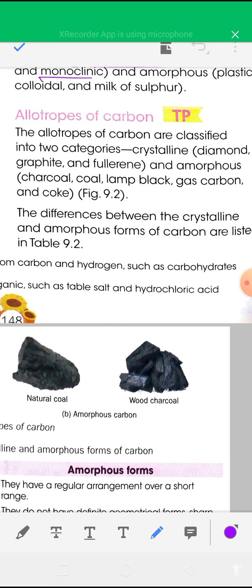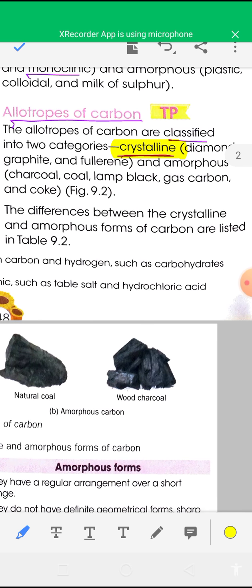In this chapter you have to read mainly about the allotropic forms of carbon. The allotropes of carbon are classified in two categories: crystalline allotropic forms and amorphous allotropic forms. The crystalline allotropic forms of carbon are diamond, graphite, and fullerene. The amorphous allotropic forms of carbon are charcoal, coal, lamp black, gas carbon, and coke. You have to study all these different allotropic forms of carbon.